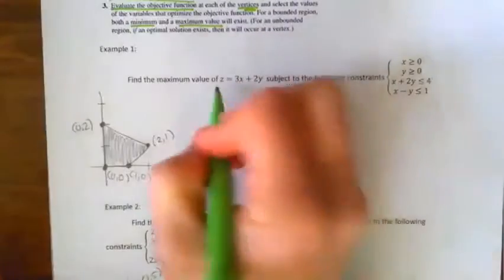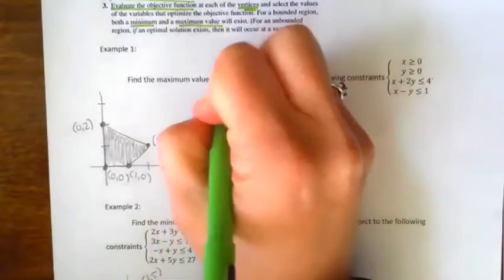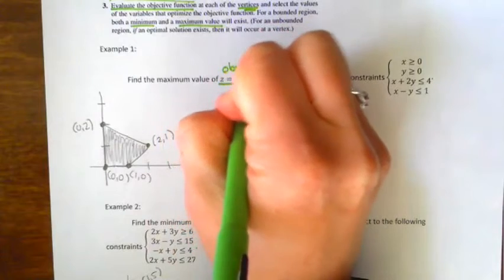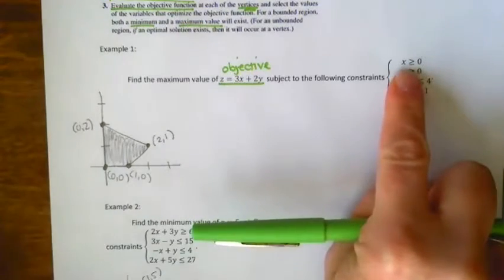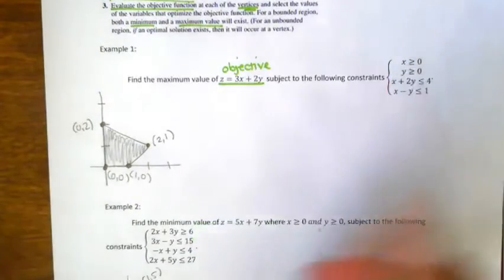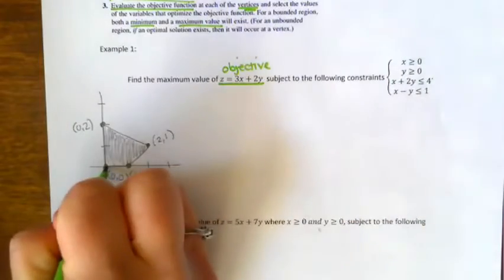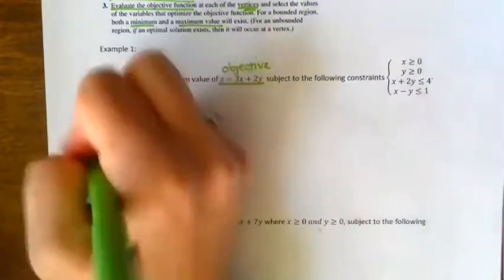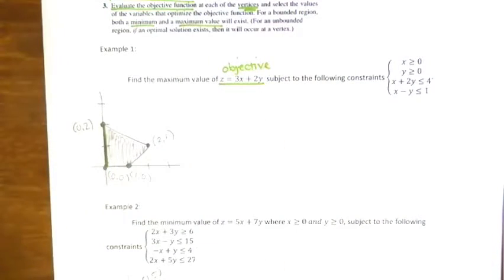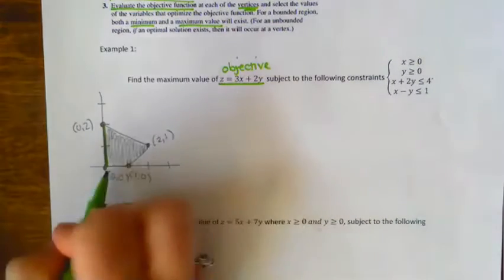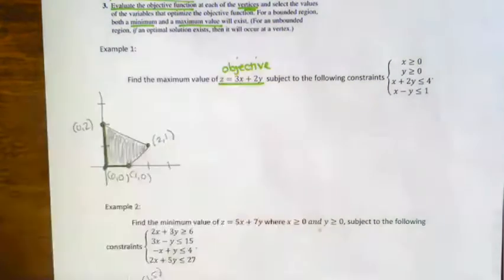So looking at this, find the maximum value of z equals 3x plus 2y. So that's my objective function, subject to the following constraints. If x is greater than or equal to 0, that would be my vertical line right here. Greater than would be shade to the right. y is greater than or equal to 0 is this here. We would shade above it.